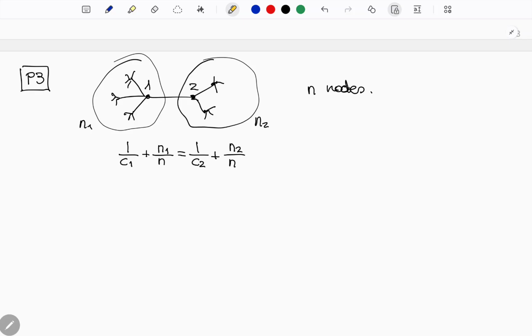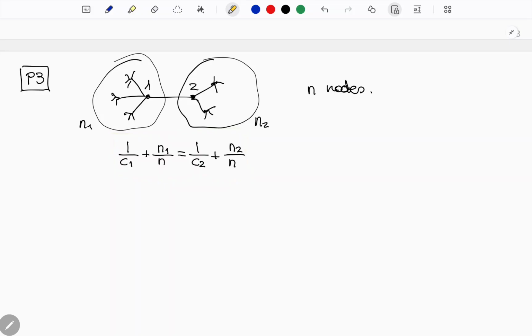Now we see that there is a particular edge that joins vertices 1 and 2. This edge divides the tree into two disjoint regions. The region on the left is going to have n1 nodes, and the one on the right is going to have n2 nodes. They ask us to show that the closeness centralities of nodes 1 and 2, which are C1 and C2, are related by this expression here. So this is what we are going to do.